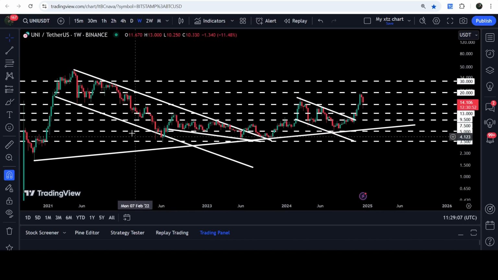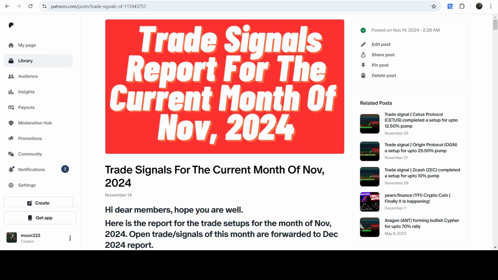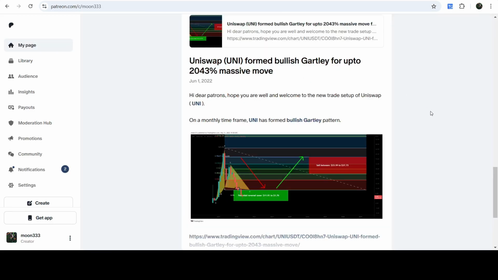And in today's video, we will analyze this move. And I would also like to show you a quite long-term trade signal for Uniswap that I shared on 1st of June 2022 with my members. So far, this move is still in play, and I will show you the targets as per this move as well, because this is a quite long-term trade signal. It is formed on the monthly time frame chart, therefore still in play.